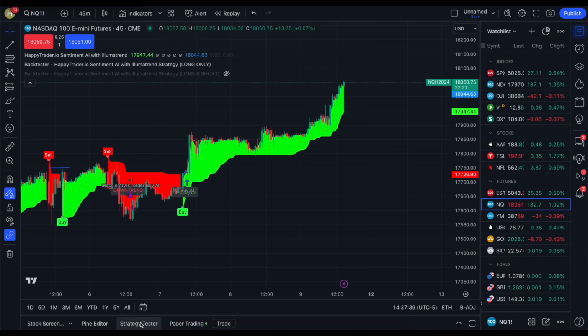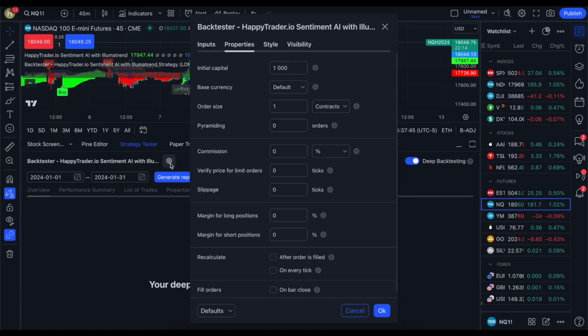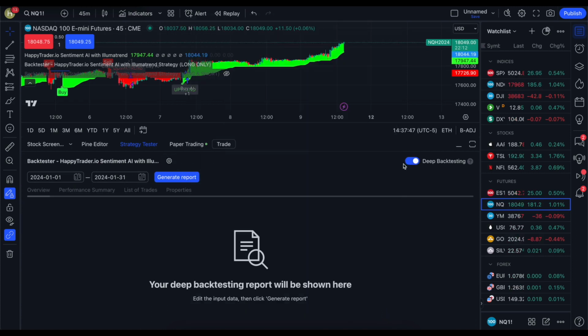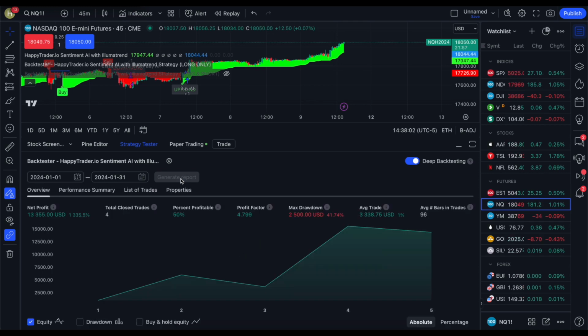So let's go into the strategy tester. We make sure that our date range is correct. We have all of our parameters from before, and we're just going to double check them. We have our deep back testing on, which enables the ability to see the back test. And then we have our date range set properly, which is super important. So we're going to generate the report, and you can see there.